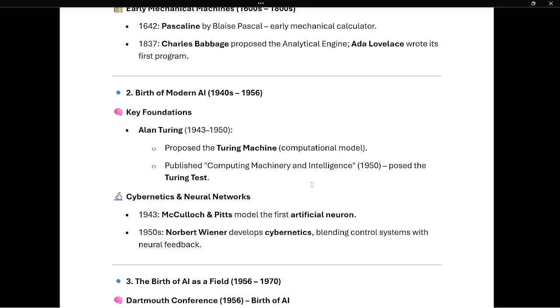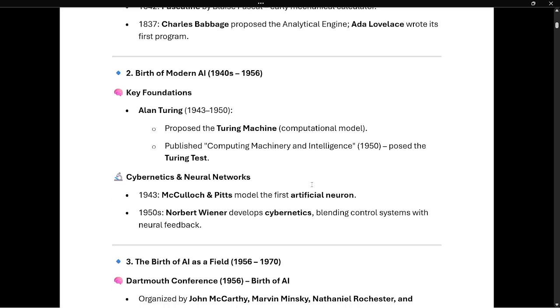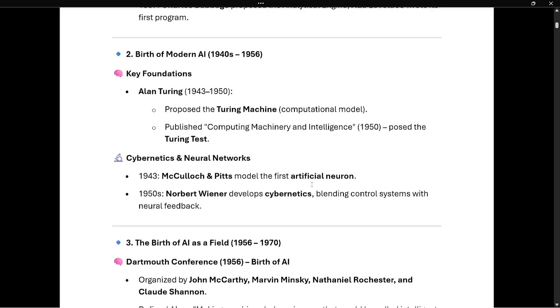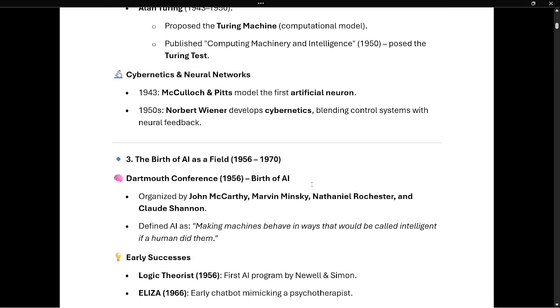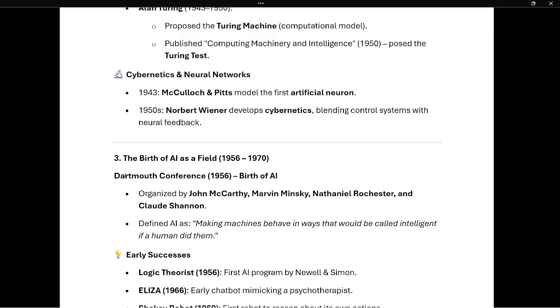Then we have neural networks, which basically started in 1943 with the first artificial neuron. Then in 1950 we again have systems blending control systems with neural network feedback. Then the birth of AI as a field started with the Dartmouth conference in 1956, organized by John McCarthy, Marvin Minsky, Rochester and Claude Shannon. They defined AI as making machines behave in a way that would be called intelligent if a human did them.